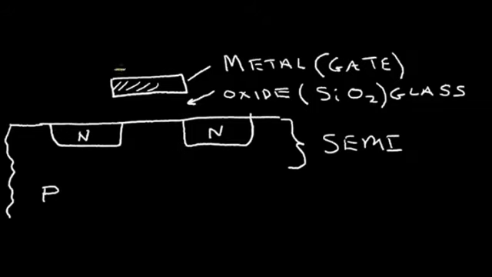If you put a positive charge on this gate relative to these N-type and P-type semiconductors, you form an electric field. And in the case of N-type material with a P-type wafer, this electric field will attract electrons to the surface. And this region under the metal gate is called the channel.